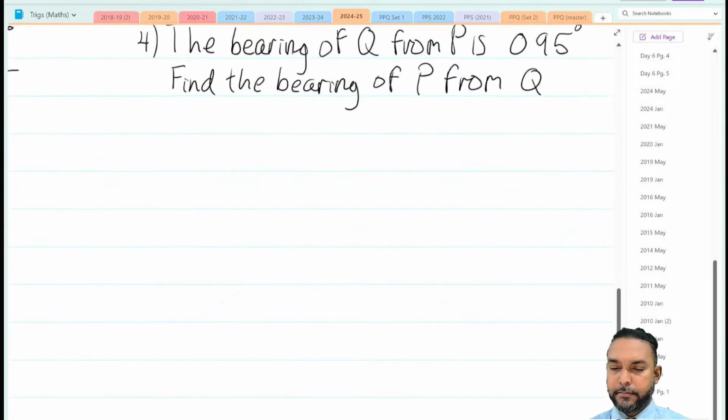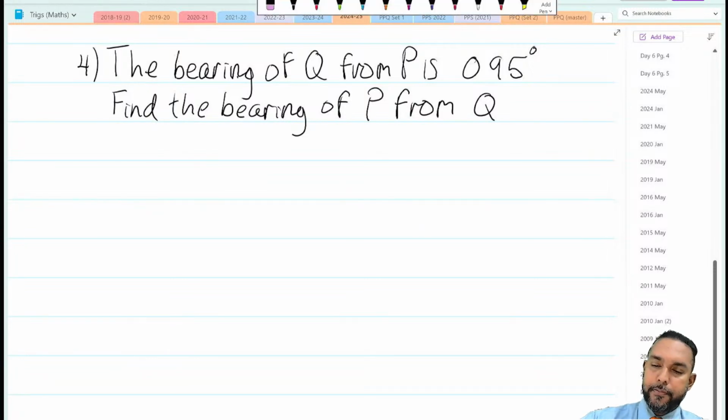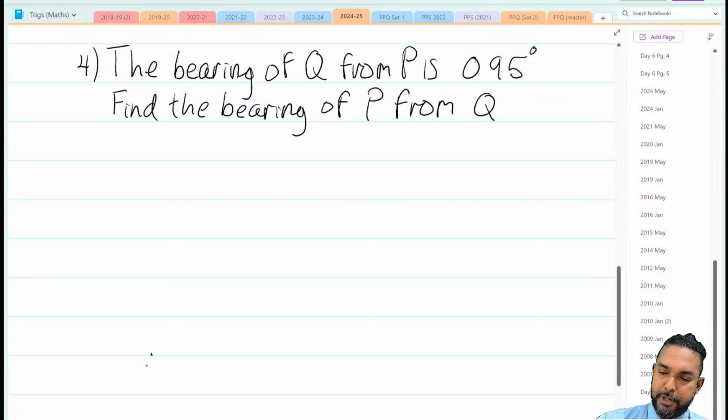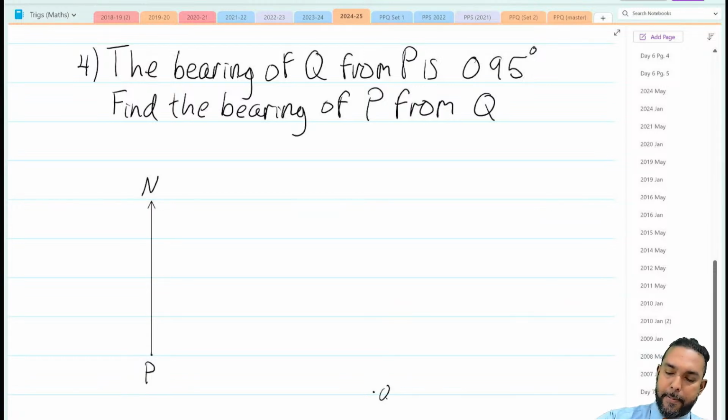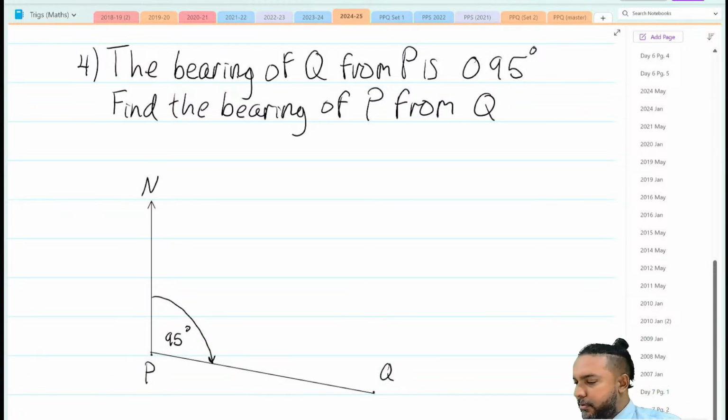Right, there we go. Bearing of Q from P is 95. So 95 degrees is almost a right angle, but it's Q from P. So 95 degrees would be somewhere around here. Let's put that there. So that is 95 degrees.